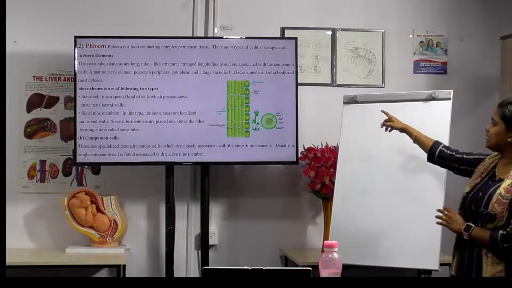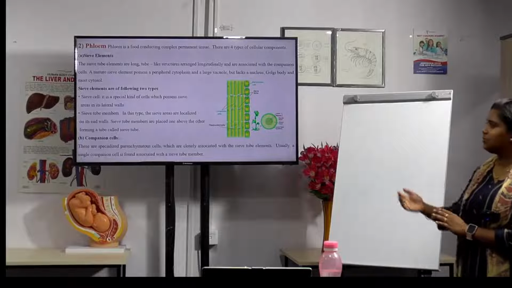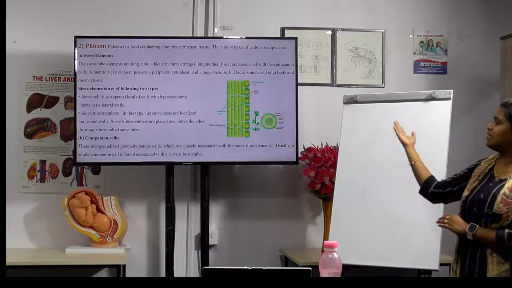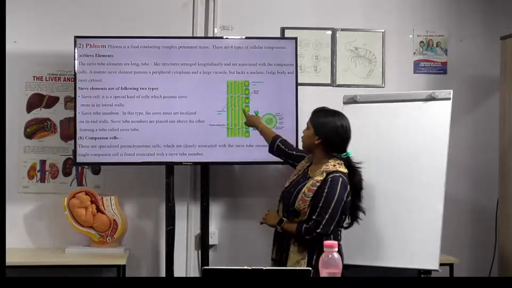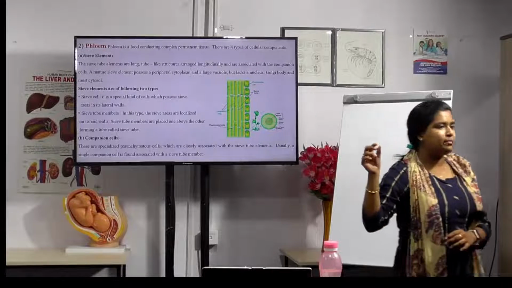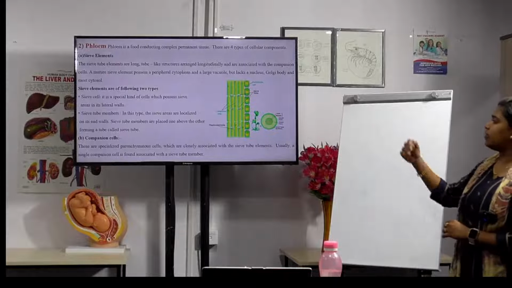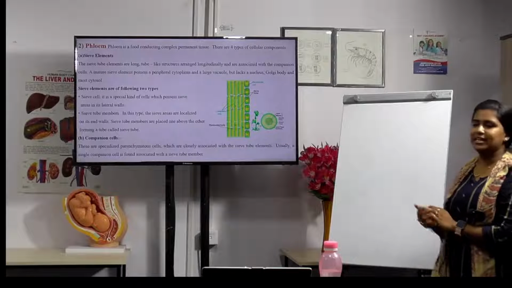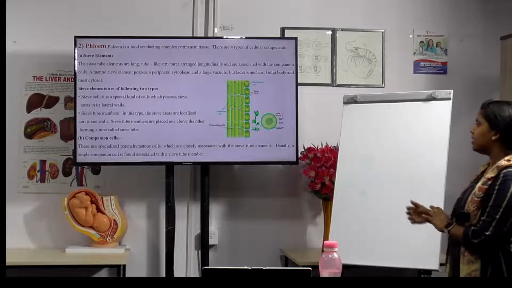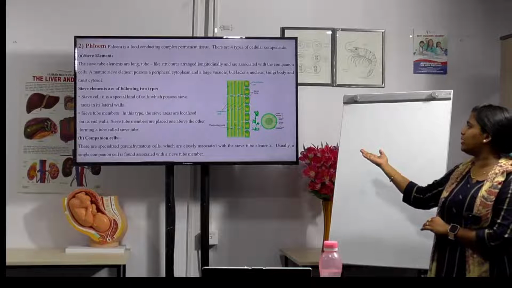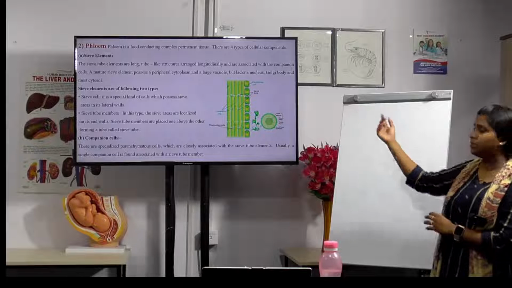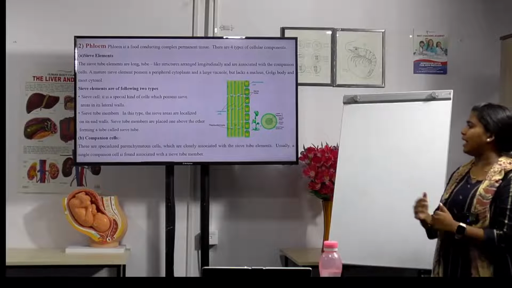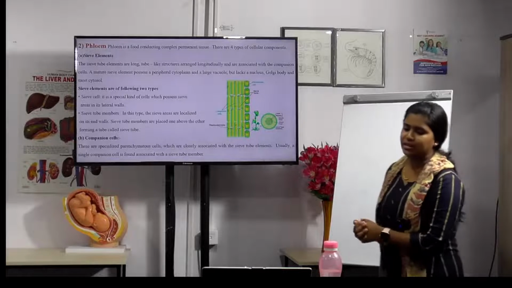Sieve cells are cell-like. In sieve tubes, the sieve areas are localized on the ends. This is called a sieve tube, which connects two sieve cells. Next, companion cells are specialized parenchymatous cells closely associated with sieve tube elements. Usually a single companion cell is found associated with a sieve tube member.